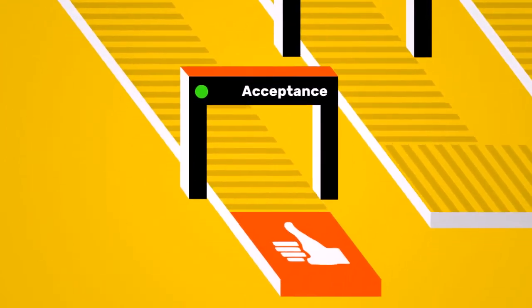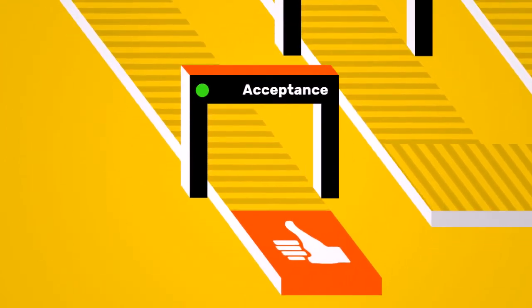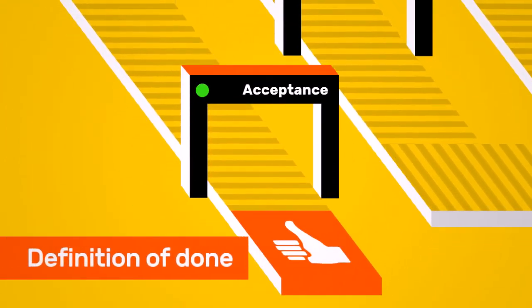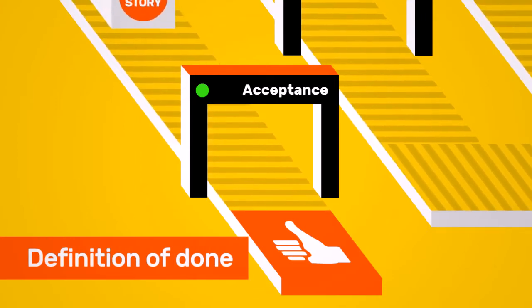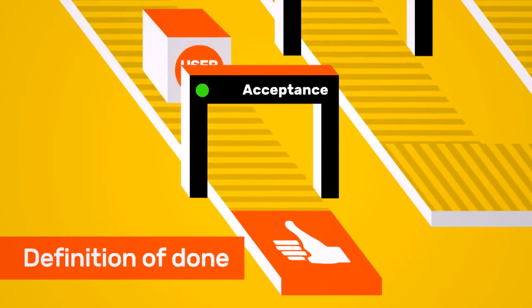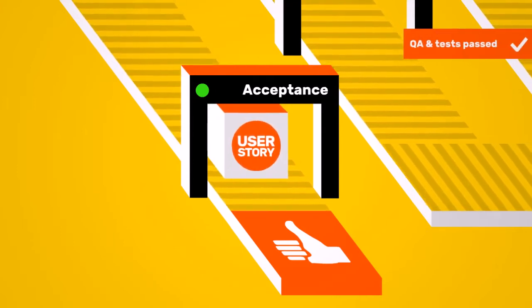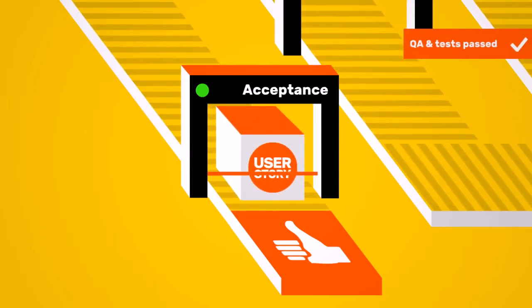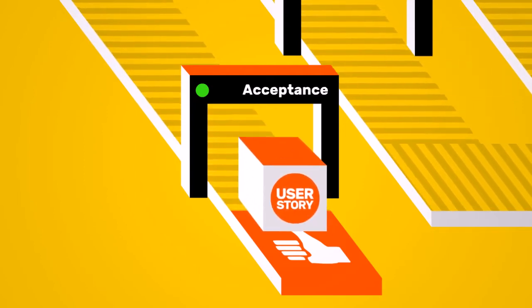Before the user story is sent to the acceptance stage, it is examined against the definition of done. This definition states that the user story is prepped for release if quality assurance tasks such as code review, automated and manual tests, and so forth are performed and passed. User experience is accepted by the internal lead developer.